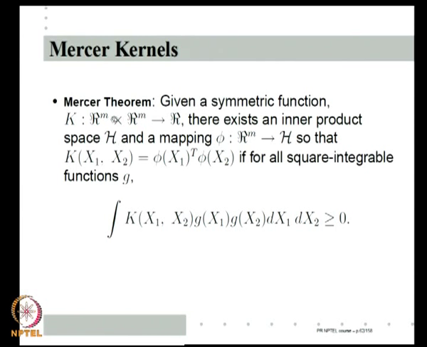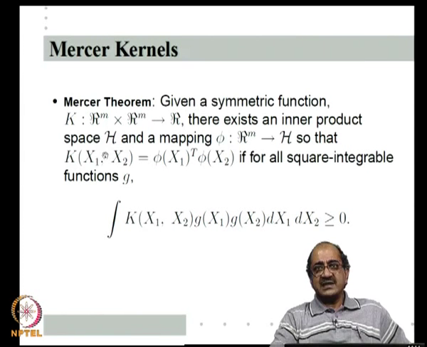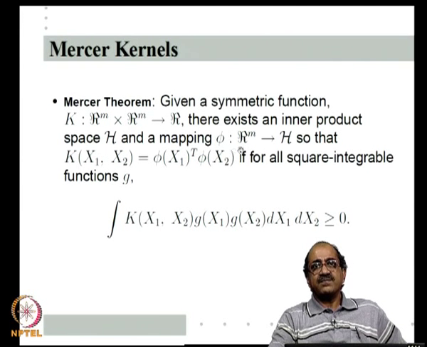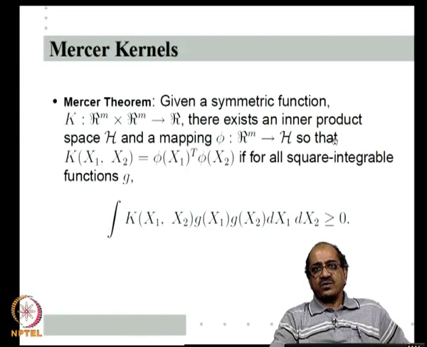Basically, given any symmetric function, there exists a space H in which an inner product is defined and a mapping phi from Rm to H, so that k(x1, x2) is phi(x1) transpose phi(x2) for all x1, x2. This is what we want.